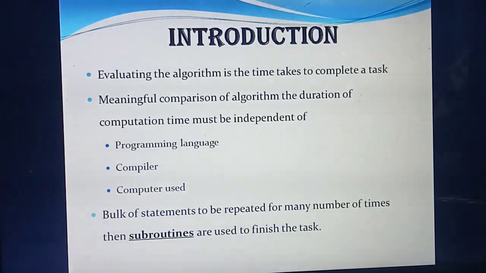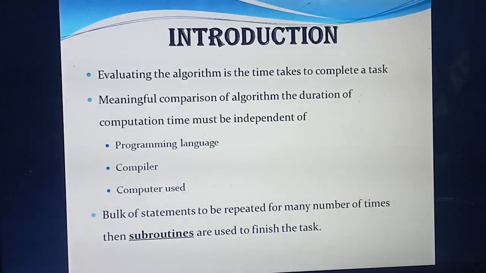For example, sometimes your computer will have 2 GB RAM. Some computers will have 4 GB RAM. Which will give the fast result? The computer with 4 GB RAM will give faster results. Likewise, the algorithm comparison mainly depends on which ones? Programming language, compiler and computer used.